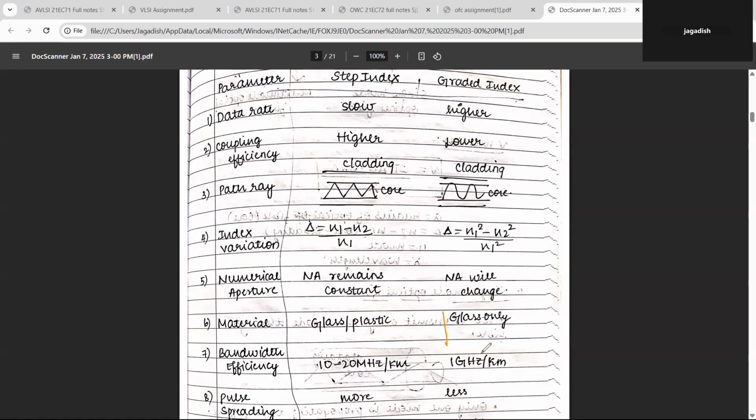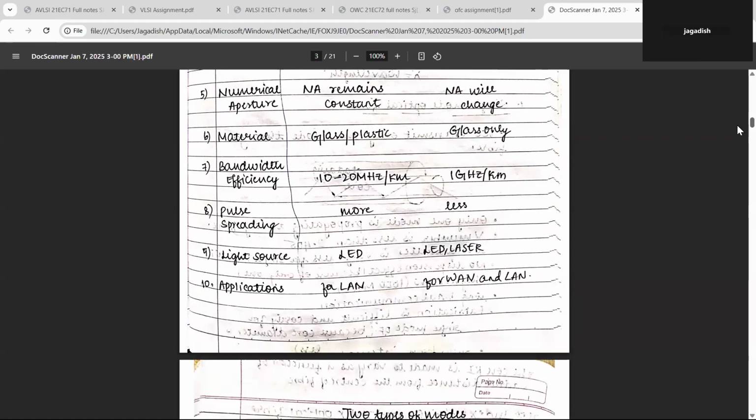So bandwidth is more in graded index fiber. So these points you have to use. You have to write. If they ask for differences, 6 to 8 marks they will ask differences. So then you are supposed to write this and all.